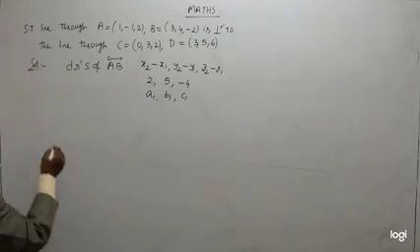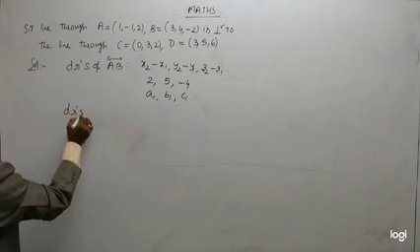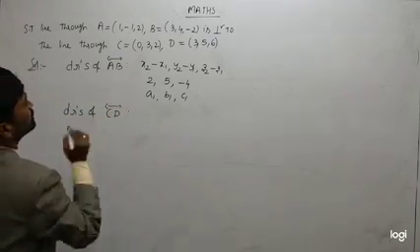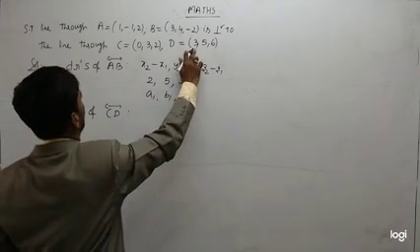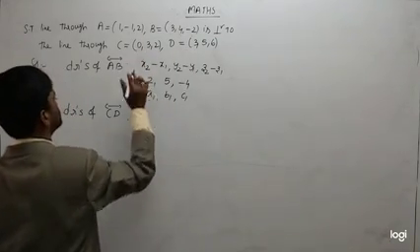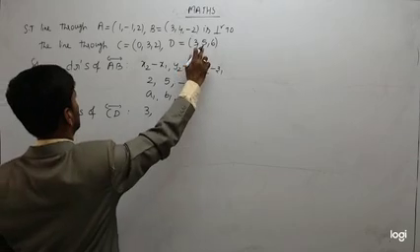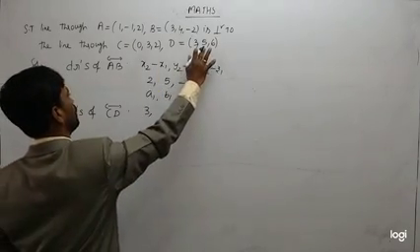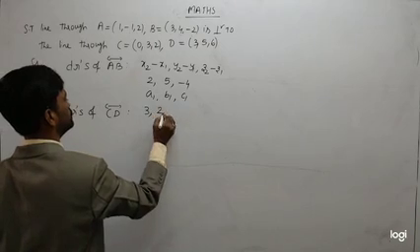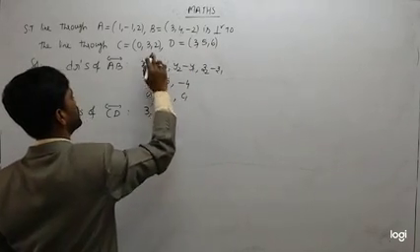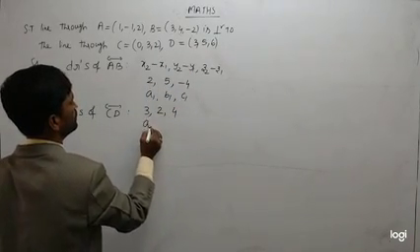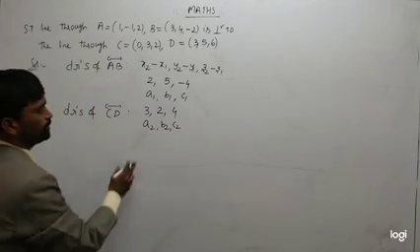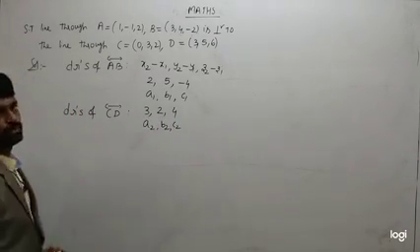Next, find the DRs of the second line, the DRs of line CD, with the same formula. X2 minus X1, 3 minus 0, 3. Y2 minus Y1, 5 minus 3, 2. Z2 minus Z1, 6 minus 2, 4. So let them be A2, B2 and C2. So A2 value 3, B2 value 2, C2 value 4.